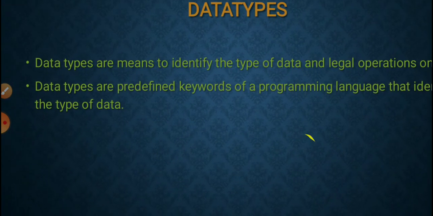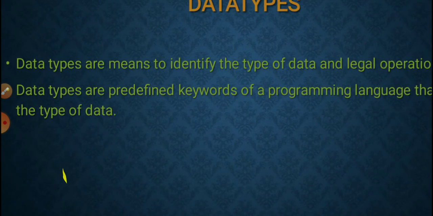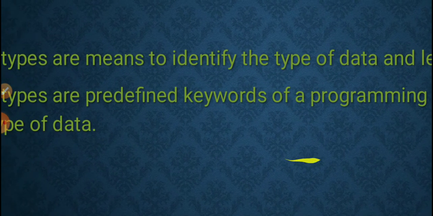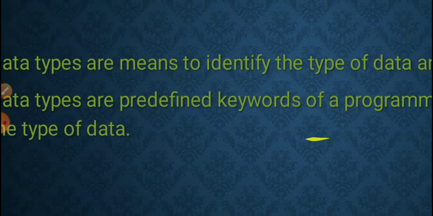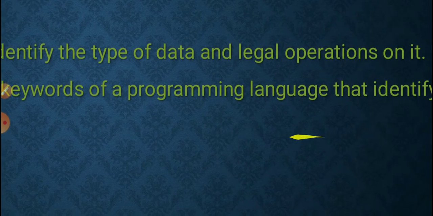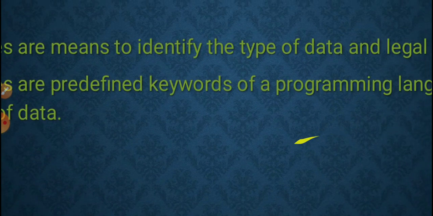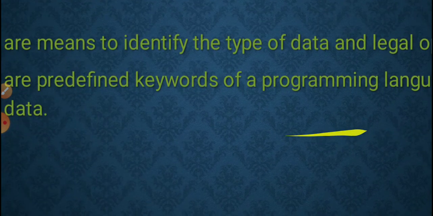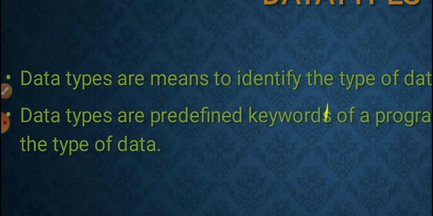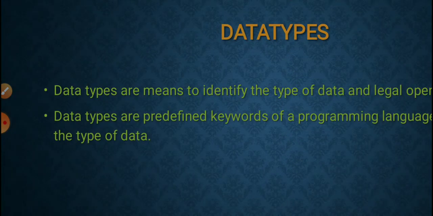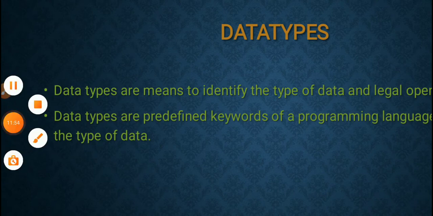Next we will see data types. Here the data types are the type of data. It means to identify the type of data and the legal operations on it. Data types are predefined keywords of a programming language that identify the type of data. For example, if you are using numbers, then it is numeric type data. When you are using characters, alphabets, then it is character type or string type data.